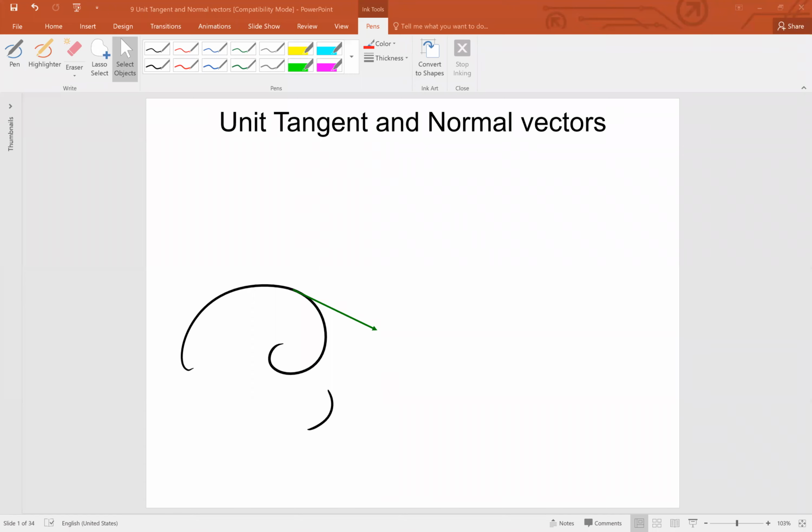Hello everyone, this is Professor Ma, and this is the short introduction to the sections on the unit tangents and the normal, or unit normal, vectors to the curve.